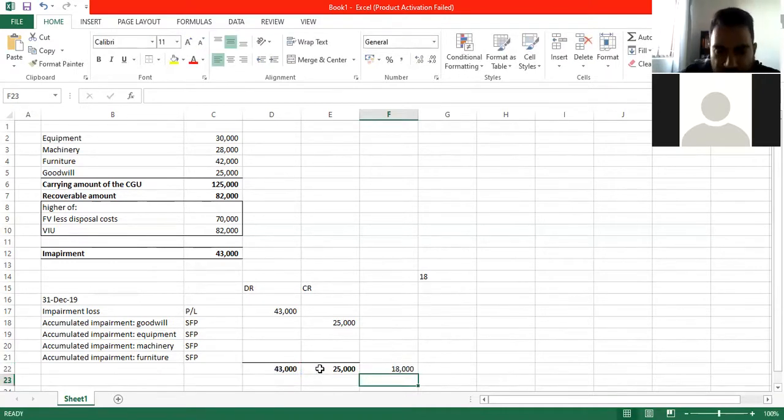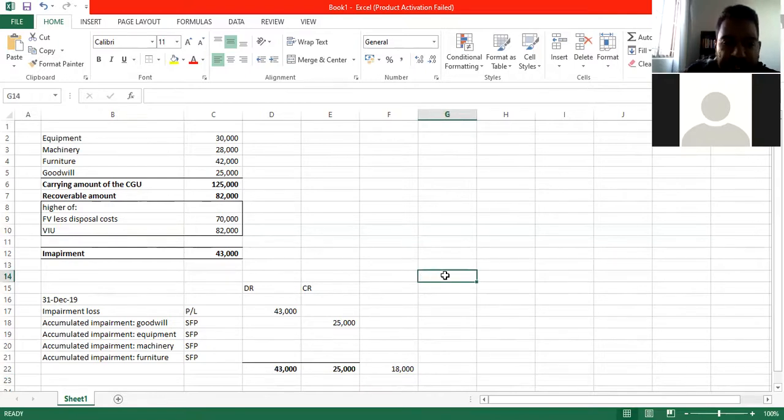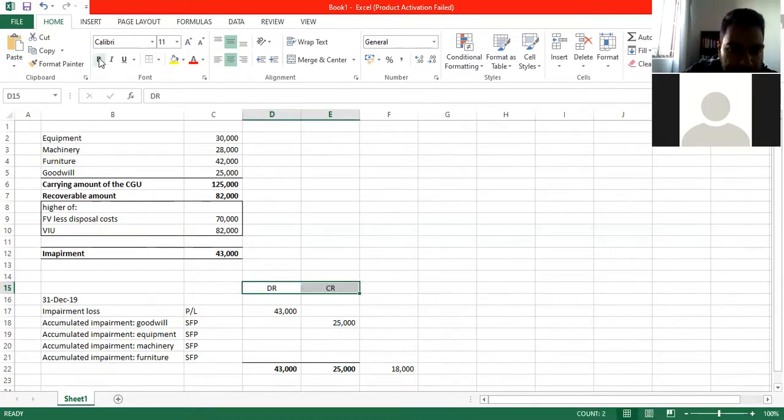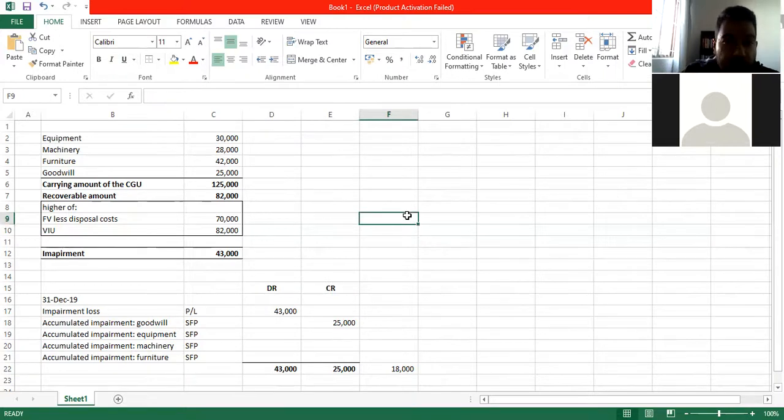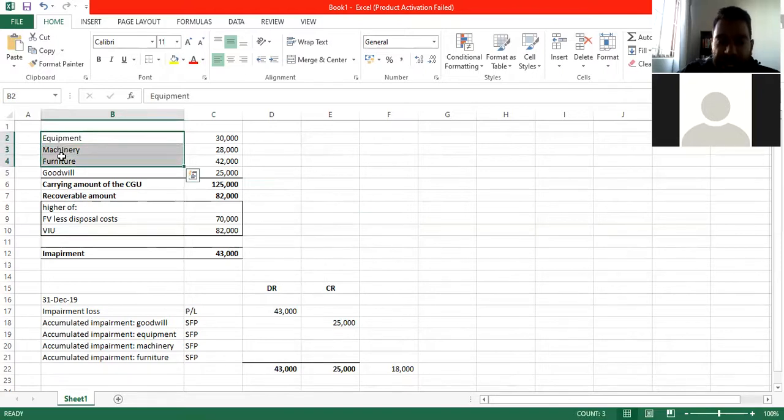But to know how much to take between the various items, as the equipment, machinery, and furniture, we need to do some further analysis. So that's what I'm going to do now. Remember, when you have an impairment and there's goodwill, you first write off against goodwill, then against the remaining assets that fall within IAS 36. All of these are PPE, equipment, machinery, furniture. PPE falls within the scope of IAS 36. That is why we're going to write off against all of them.